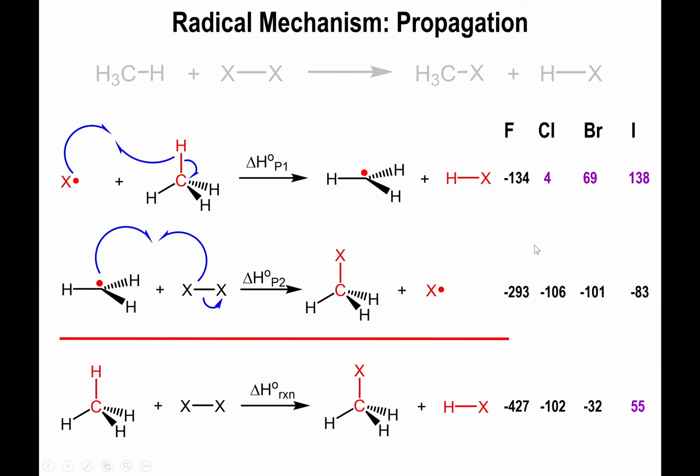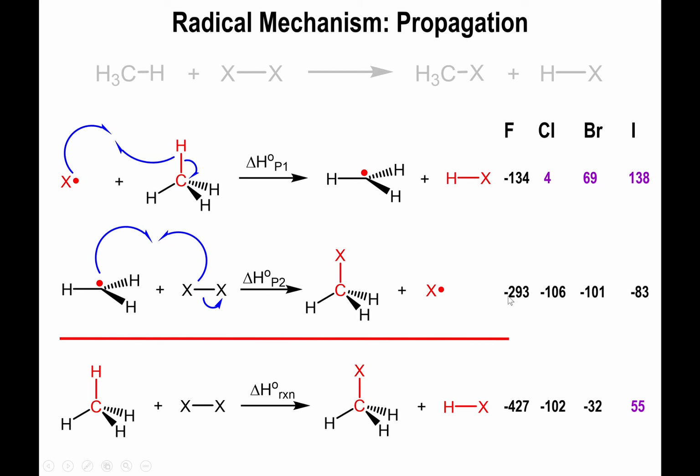Okay, so here's what I want to point out. Yes, if you add the two values together, you get the value of the overall reaction. But what's important to notice is that in the first propagation step, fluorine is the only element, at least with methyl, that yields an exothermic process in the first propagation step. All the other halogens are endothermic. Now, chlorine is, for all intents and purposes, pretty much neutral. That's very close to zero, so that's kind of neutral. But fluorine is exothermic for sure. Bromine and iodine, on the other hand, that's not looking good.